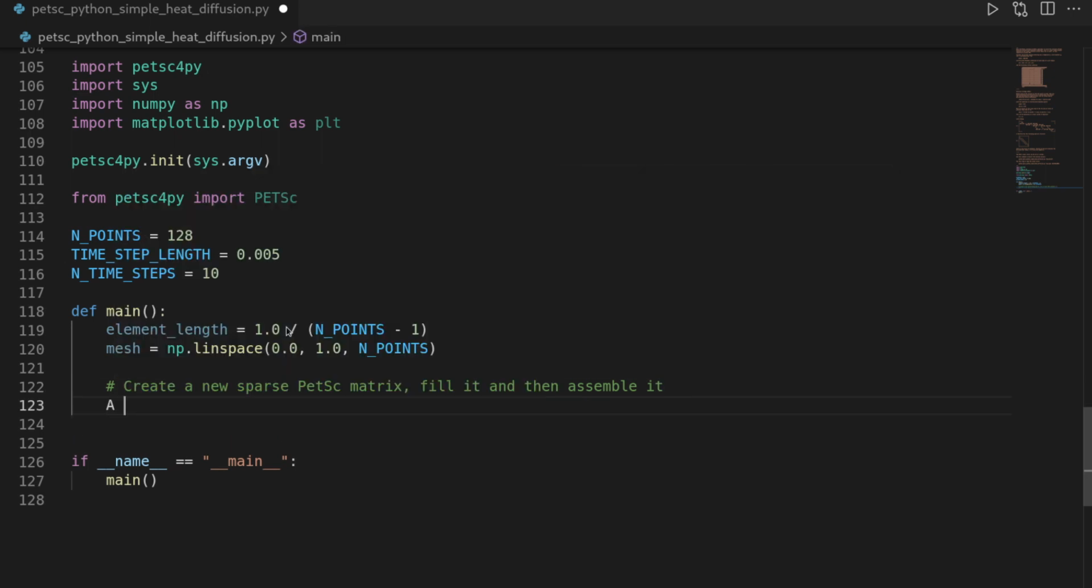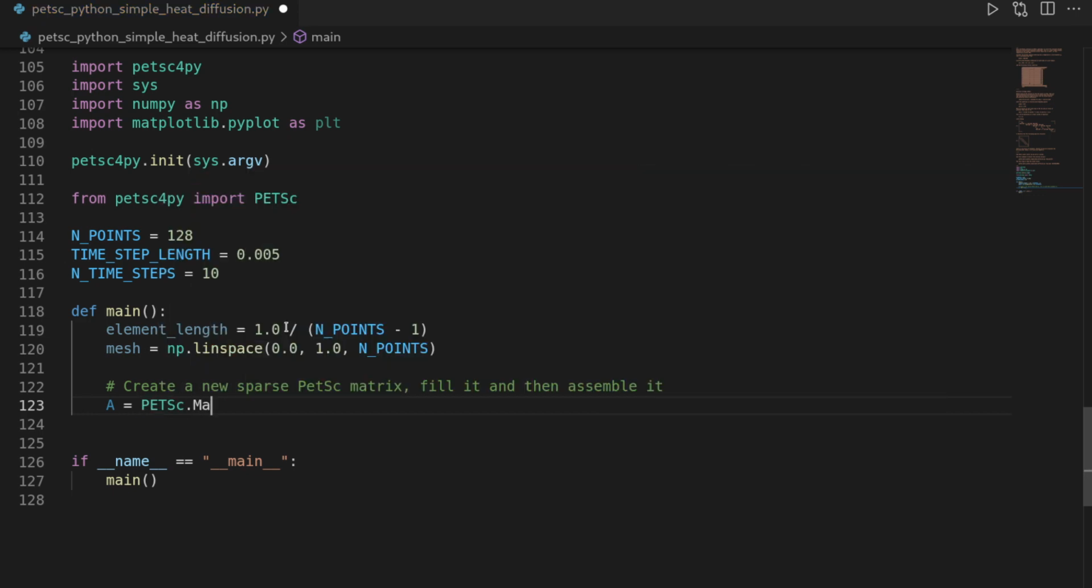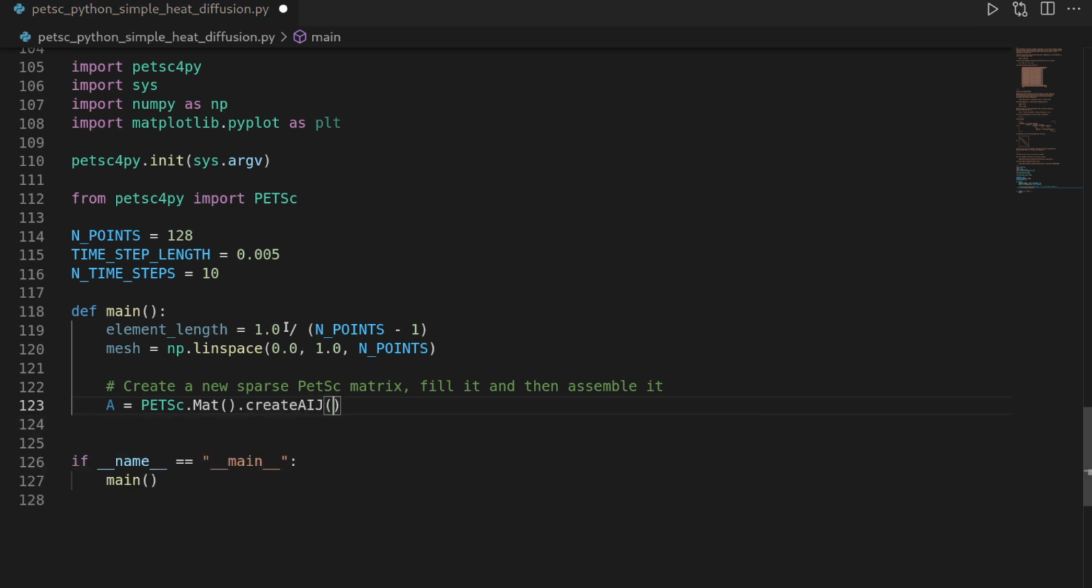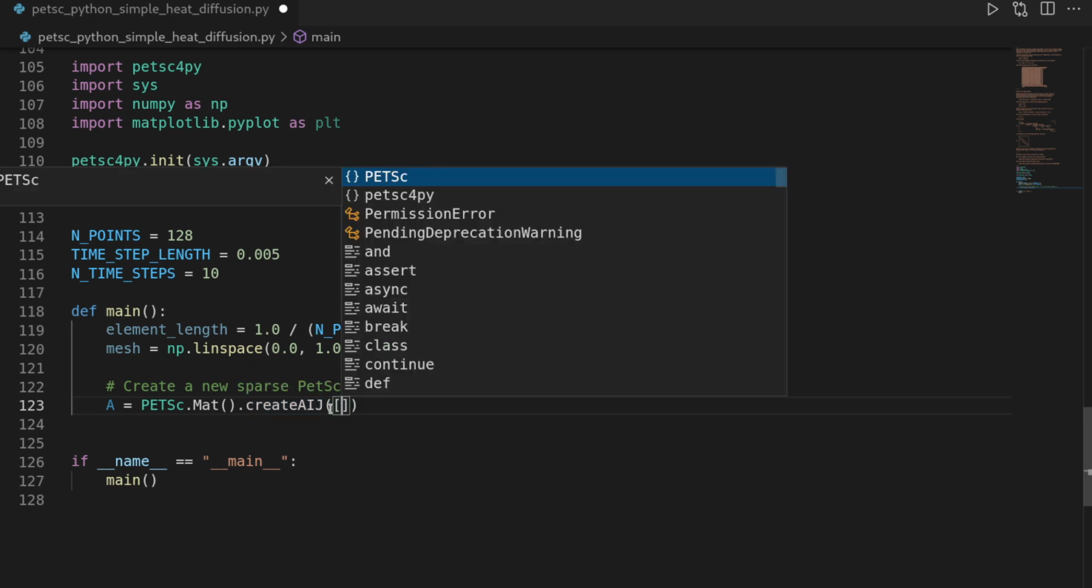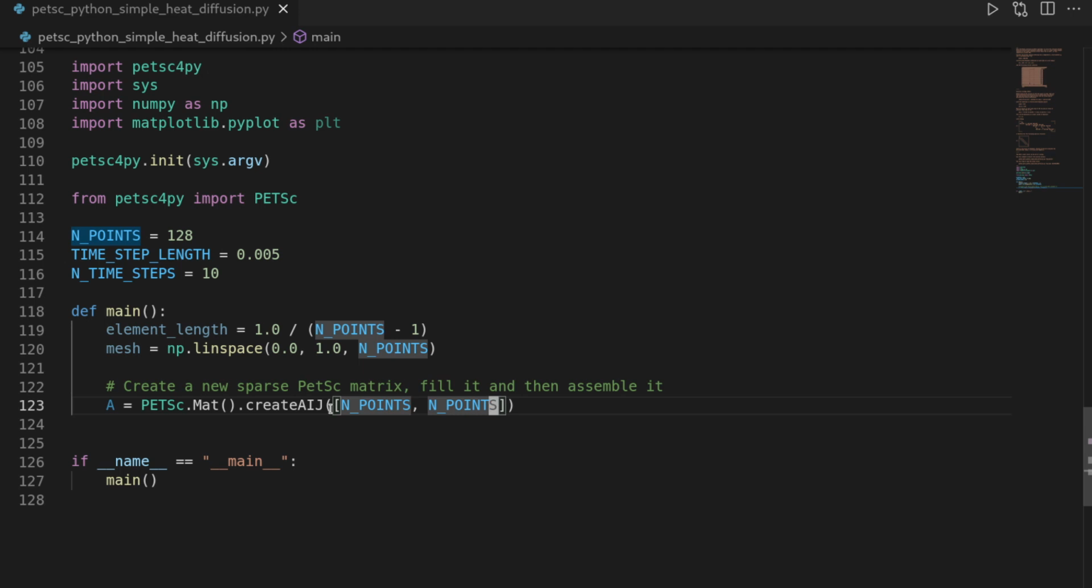I want to call this A here for our system matrix by saying PETSc.Mat().createAIJ. AIJ is PETSc's way of storing compressed sparse row matrices, which are common in those sparse linear algebra terms. And we have to give it the dimension of this matrix. We have a square matrix, which is endpoints by endpoints, since we include the two boundary nodes in our system and our degrees of freedom.